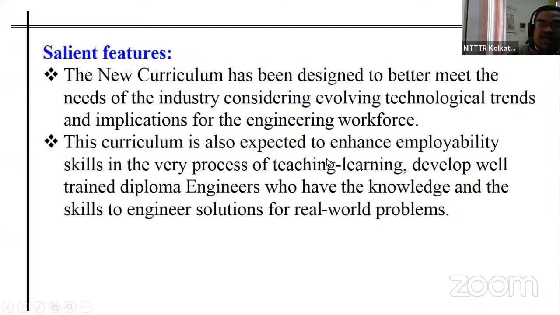The new curriculum has been designed to better meet the needs of the industry, considering the evolving technological trends and implications for the engineering workforce. The curriculum is also expected to enhance employability skills in every process of teaching and learning, and to develop well-trained diploma engineers who have the knowledge and also the skills to engineer solutions for real-world problems.